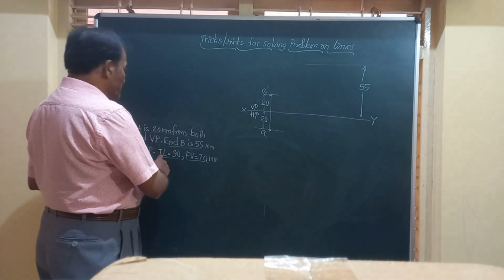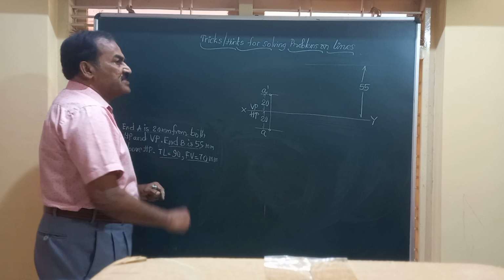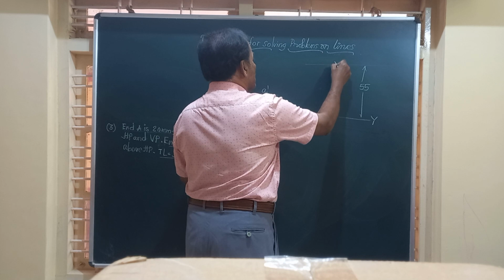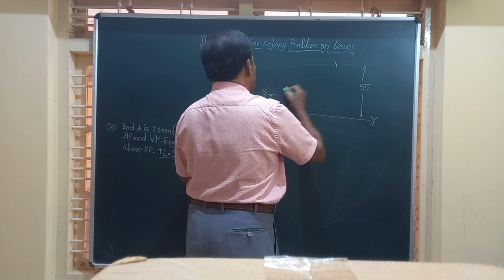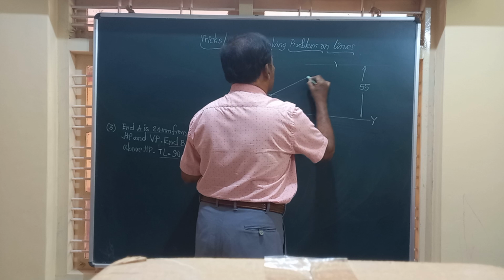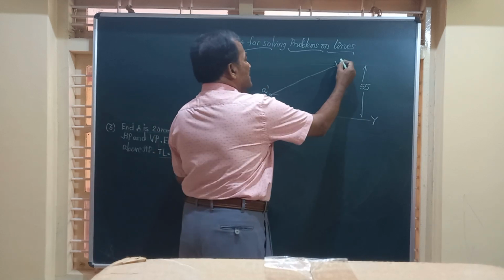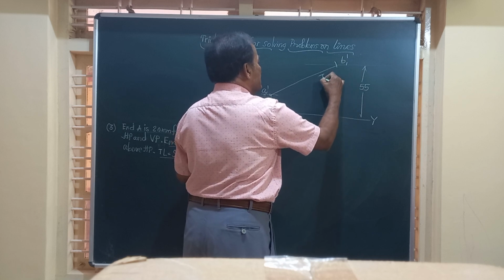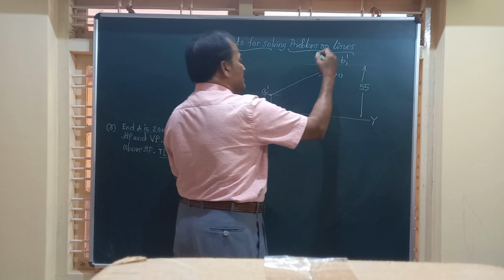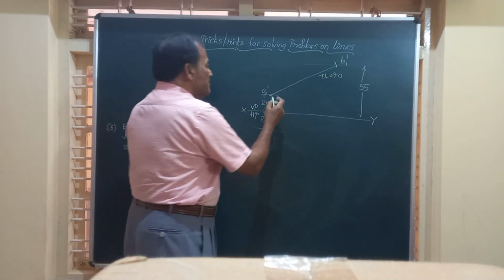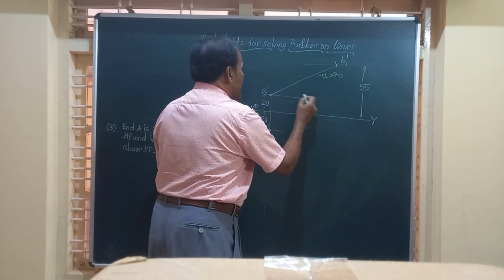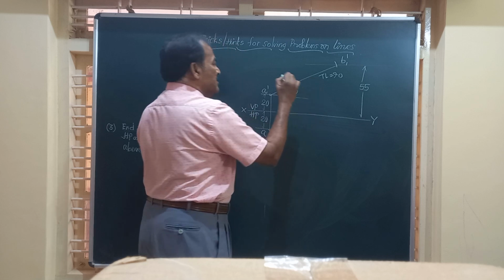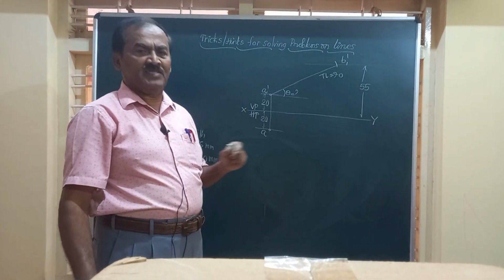Friends, we know the locus of the end B, and the true length is 90. So taking A dash as center and true length equal to 90 mm, draw an arc, and join that arc to end A dash. This point is going to give you B1 dash. This is the true length, equal to 90. So true length we utilize. Friends, immediately you can obtain the angle this line is making with HP, so you can obtain the inclination of the line with HP.